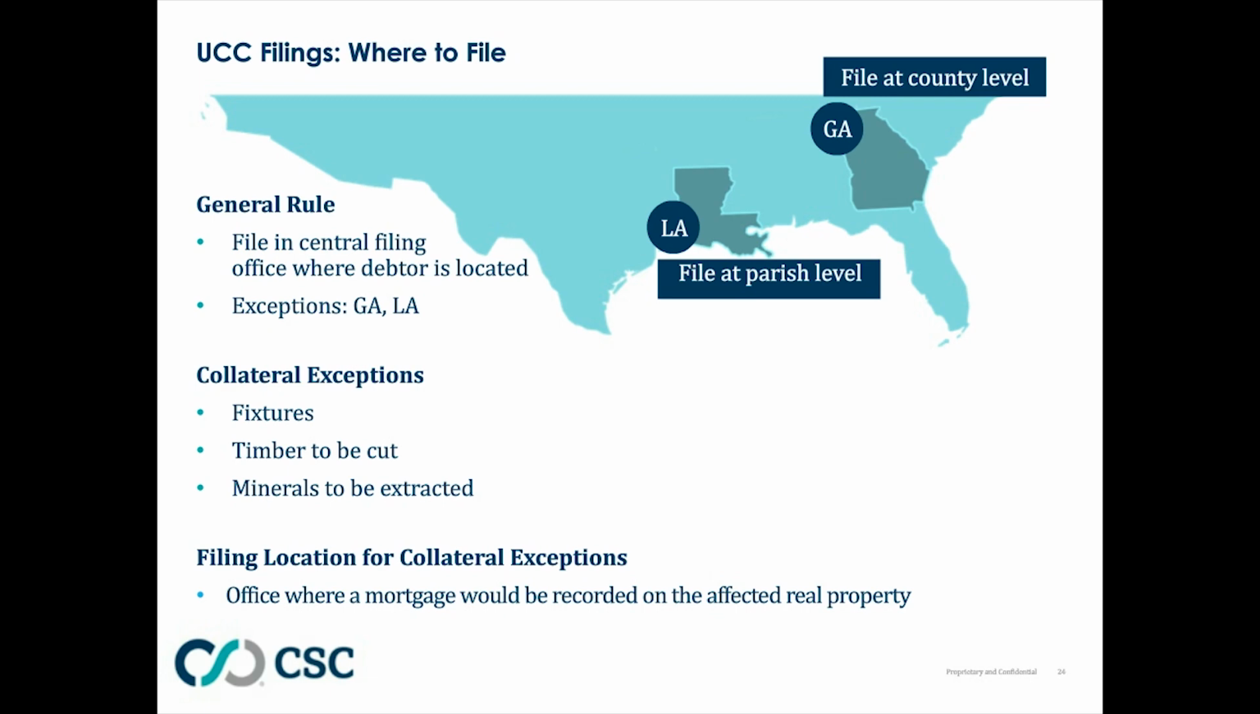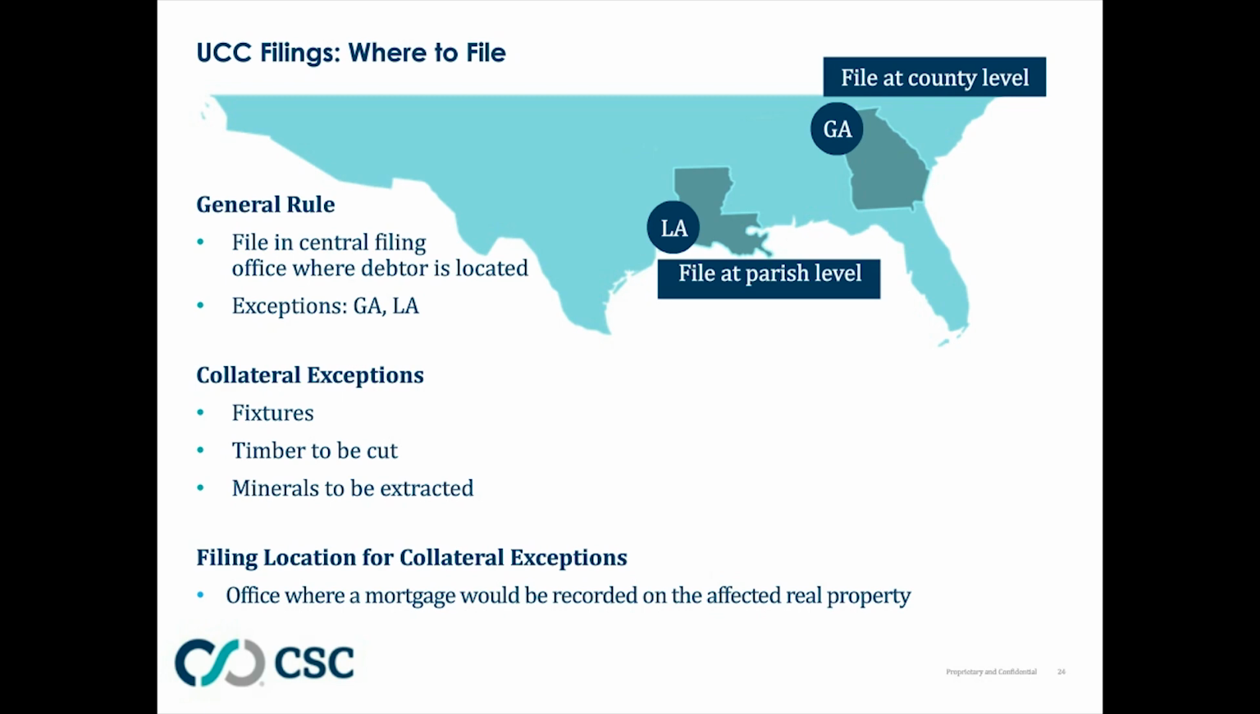Louisiana, because they have parishes instead of counties, you want to file at the parish level. So those are the exceptions, Georgia and Louisiana. Now, some other exceptions involve collateral. Fixtures, timber to be cut, and minerals to be extracted are collateral exceptions.